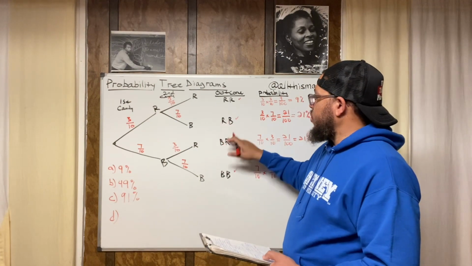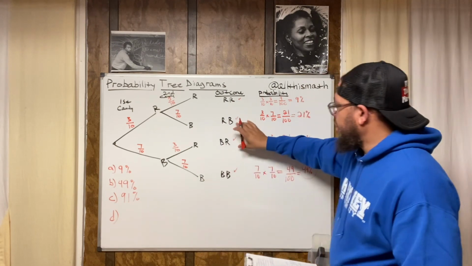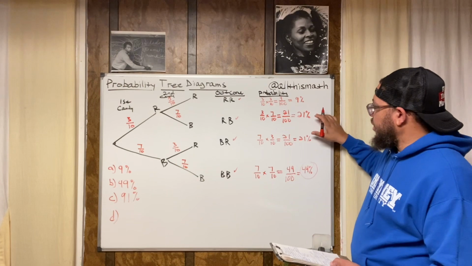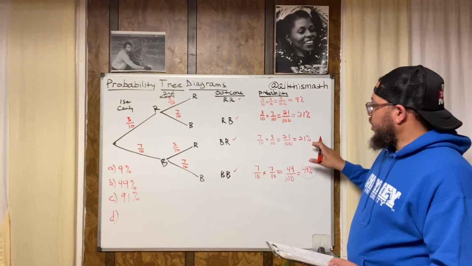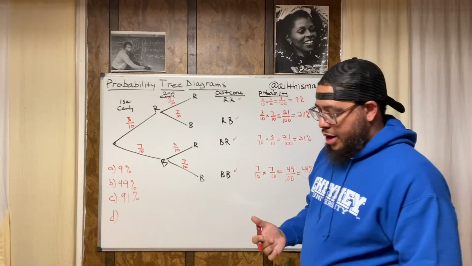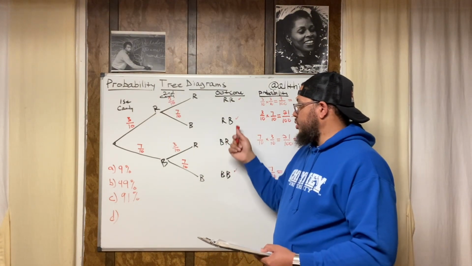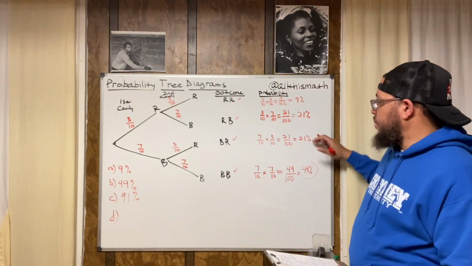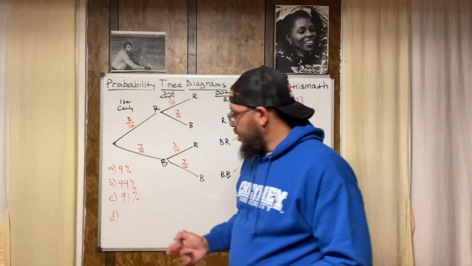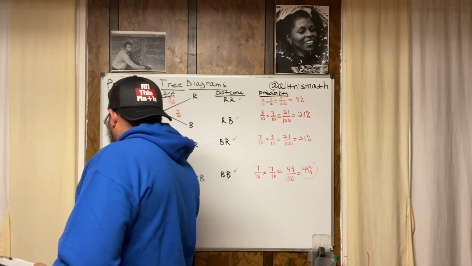So a red and a blue, or a blue and a red. So these two scenarios are the only ones that apply. 21% chance of that happening, 21% chance of that happening. And we said or, right? This or that, this or that. 21% plus 21%, that gives us 42%. So the last answer is 42%.